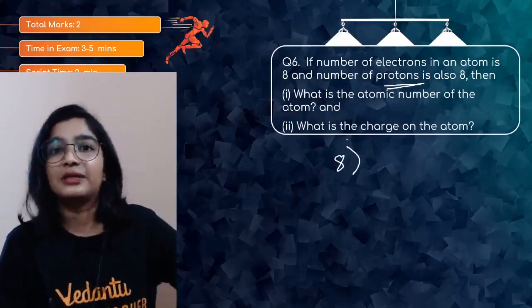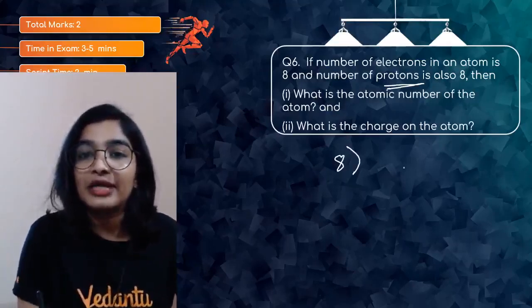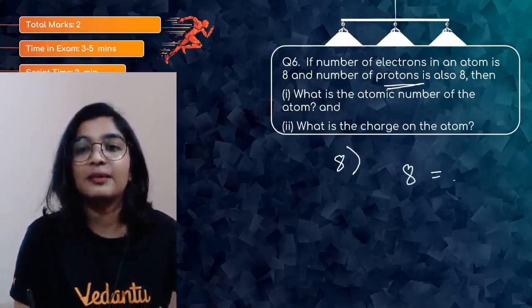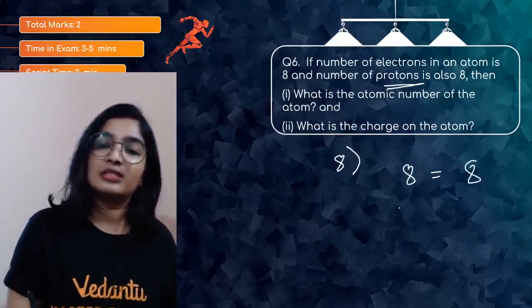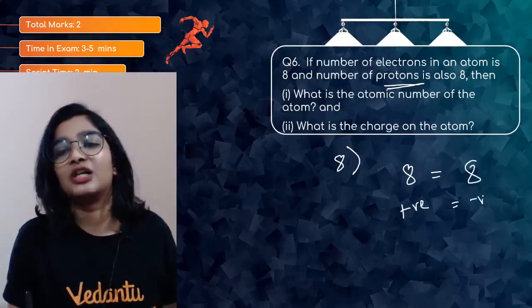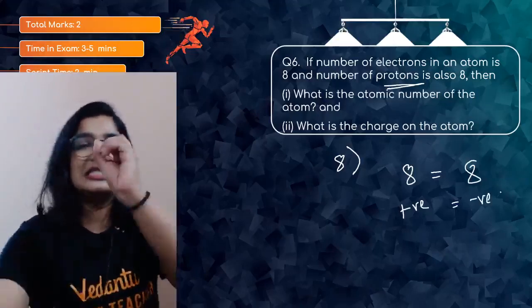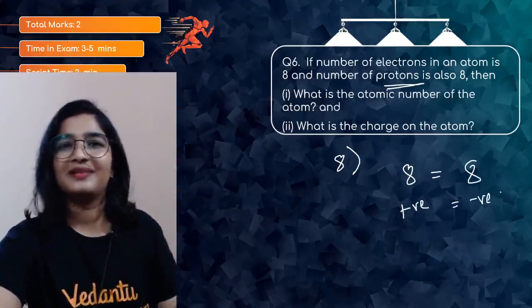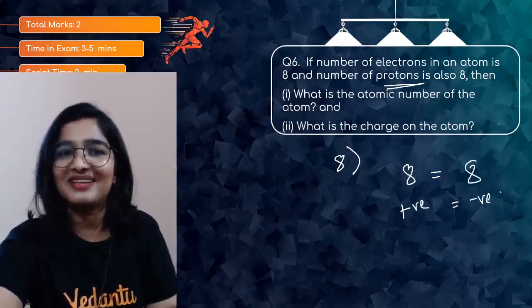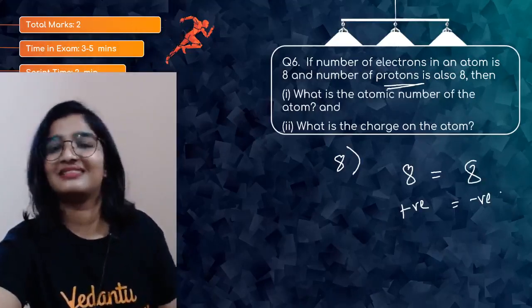What is the charge of the atom? So look at it carefully. Number of electrons is equal to 8. Number of protons is also 8. So positive charge is equal to negative charge, so the atom will be neutral. No charge, 0. Easy peasy, right? So you got 2 marks, and we didn't even take 1 minute.